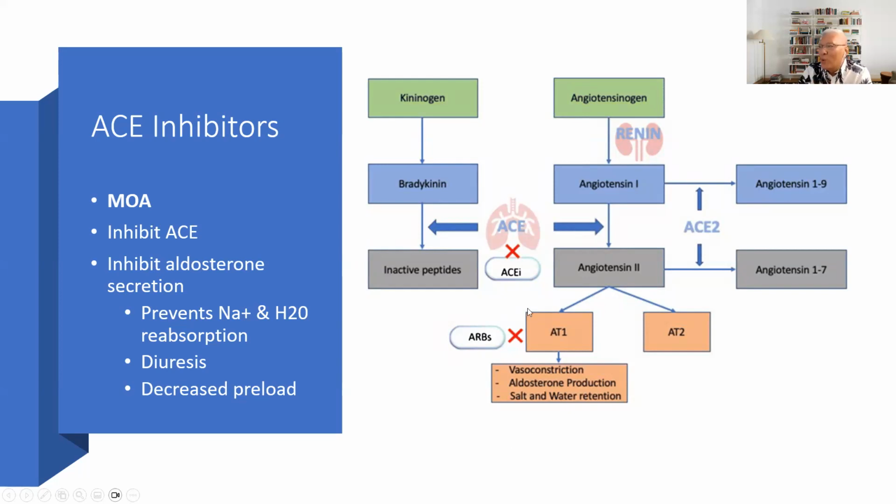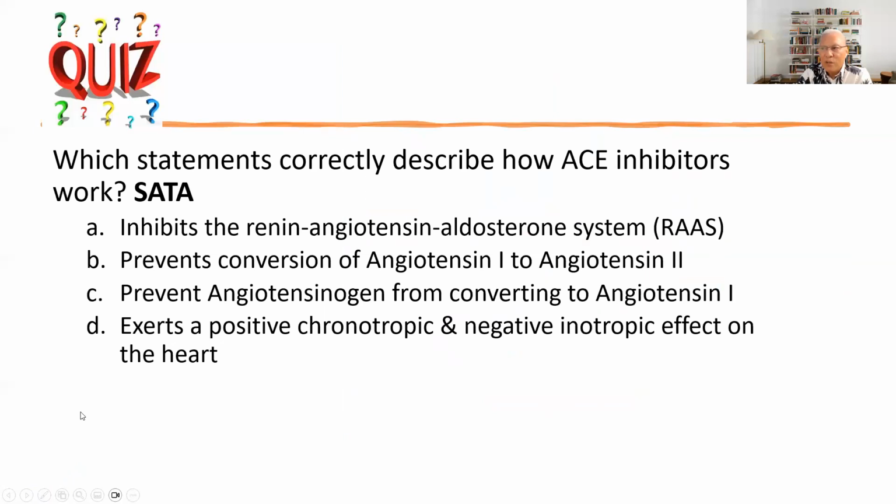Okay, so if you take a look at this, we do not convert angiotensin 1 to angiotensin 2, therefore we're not going to have vasoconstriction, we're not going to have aldosterone production, and we're not going to have salt and water retention. So therefore, this is a very effective anti-hypertensive drug. Okay.